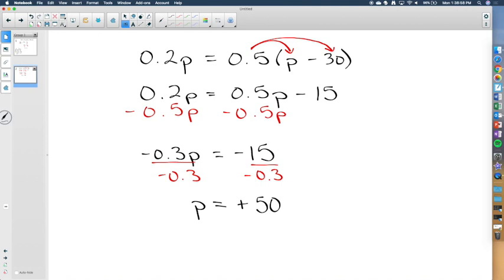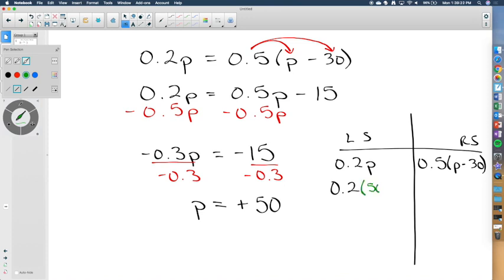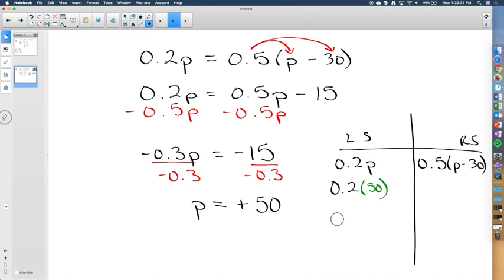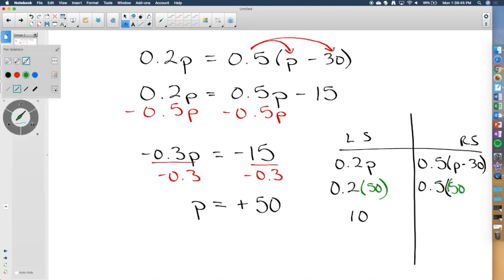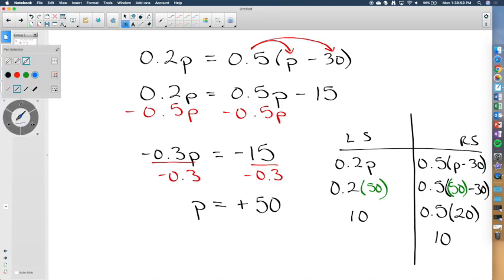To verify that we have the correct solution, again, we had information on both sides of the equal sign. We had 0.2p on the left side, and 0.5 times p minus 30 on the right-hand side. Instead of p, I'm going to substitute in my value of 50. 0.2 times 50 gives me 10. On the other side, we substitute the 50 in a set of brackets, and 50 minus 30 in the brackets gives me 20, and 0.5 times 20 is 10. So we have the same answer on both sides, which means we have the correct solution.